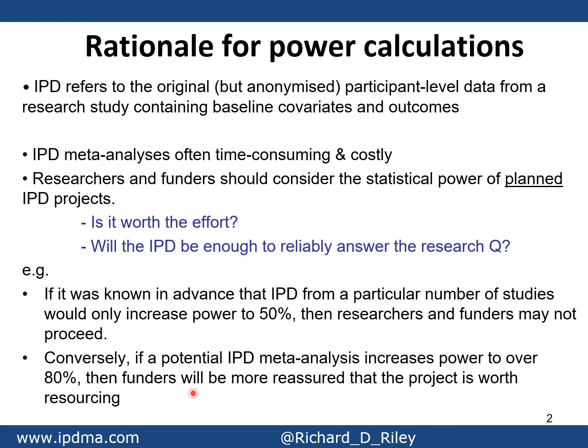In current IPD meta-analysis projects, people don't really think about this issue, and they just proceed and go ahead and do the IPD project. And often when you look back, you go, actually, I'm not sure that this was ever going to produce an answer, because the amount of IPD that we could get, or the amount of trials that already existed, are never going to be able to really reliably address the question that we're trying to address. So this is something I'm really pushing for here, is to think about power calculations and sample size in advance of collecting IPD for IPD meta-analysis projects.